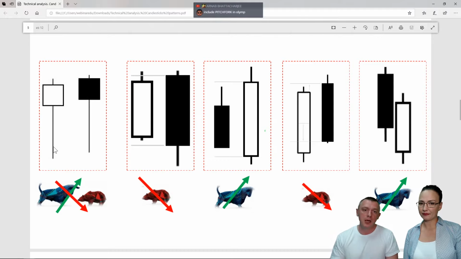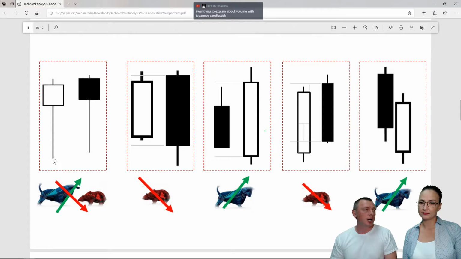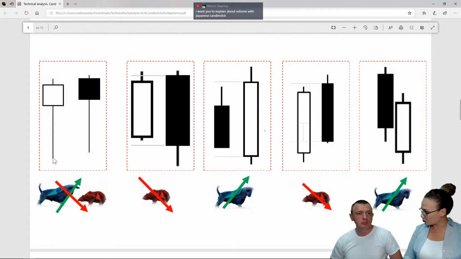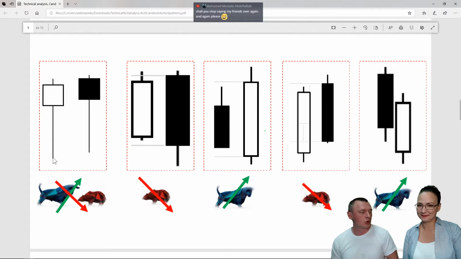I'd like to pay attention to the following thing. Here is our body, which is quite small, like a square. And the lower shadow is usually twice as long as the body. It's best to see these at the end of a downtrend or at the end of an uptrend, definitely at the end of a strong downtrend or a strong uptrend. So just be really careful here.